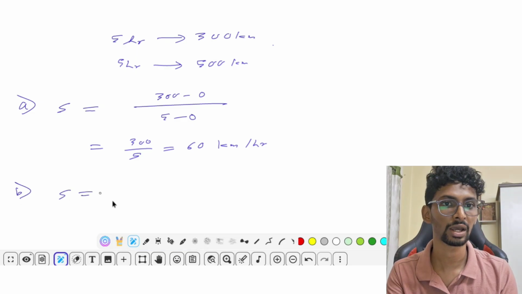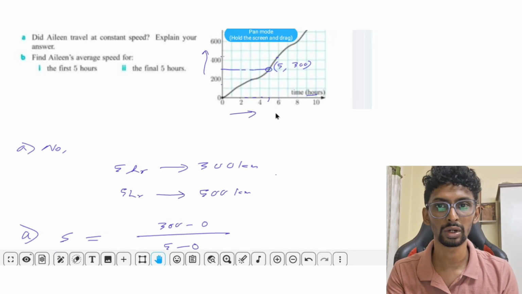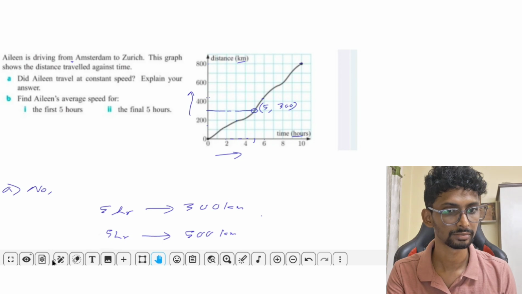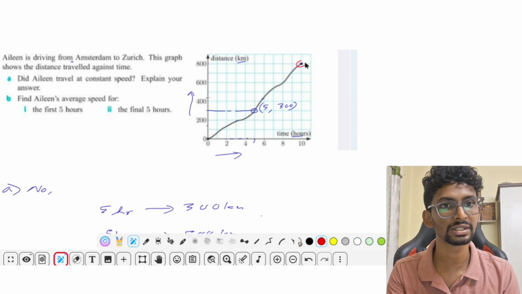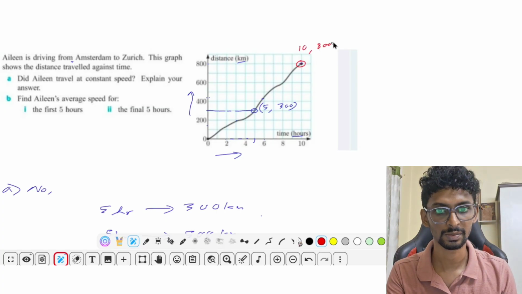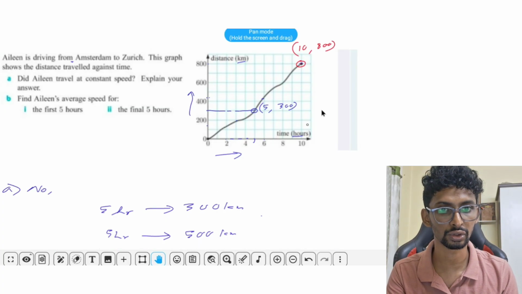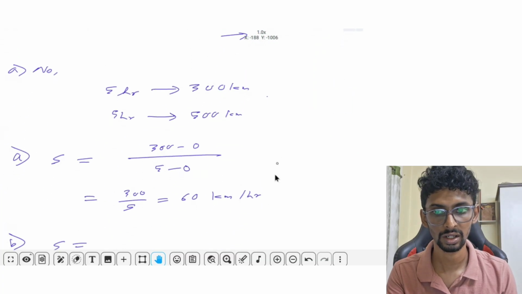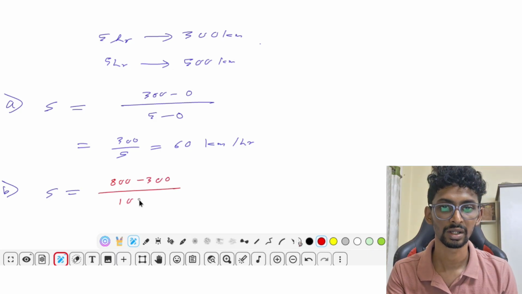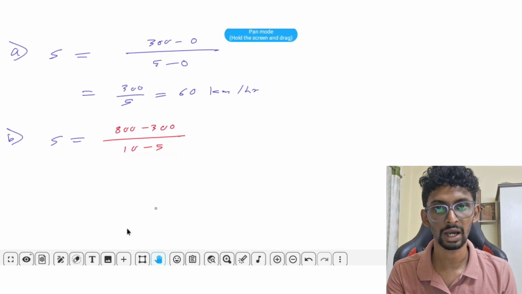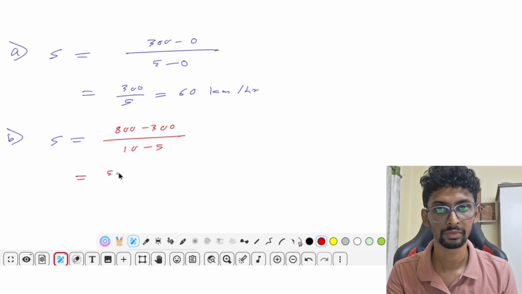For the last 5 hour, you have to take this coordinate and the last coordinate, that is this one. So this will be 10 comma 800. So speed will be 800 minus 300 divided by 10 minus 5. So that will be 500 by 5. That is 100 kilometer per hour.